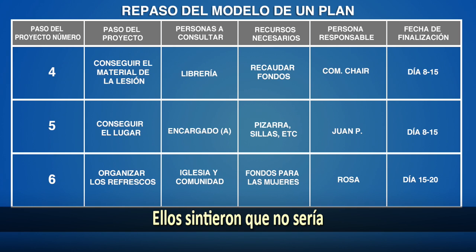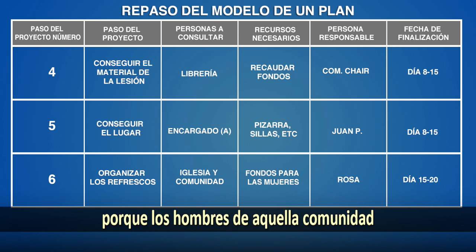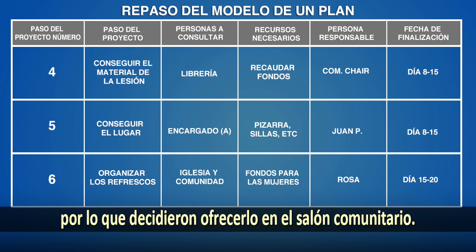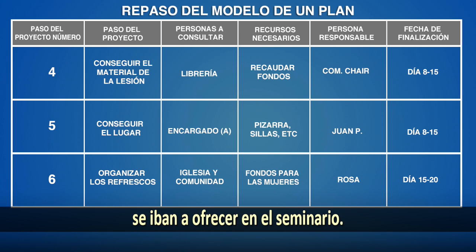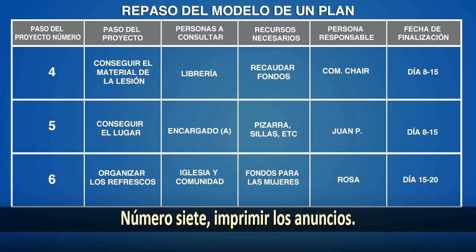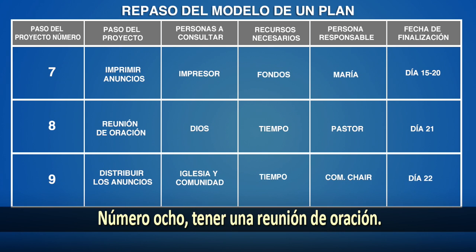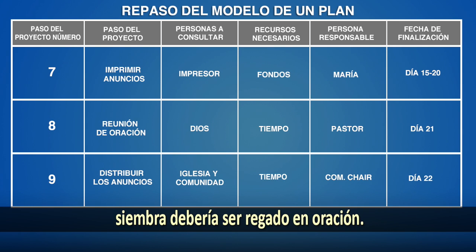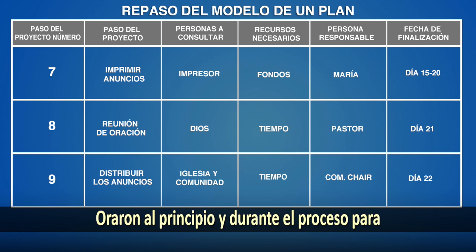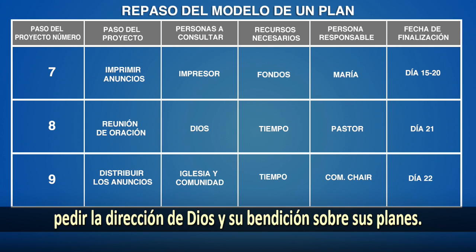They felt it wouldn't be good to do it in the church because men in that particular community didn't come to church. So they held it in a community hall. Number 6, to arrange for refreshments for the seminar. Number 7, print announcements. Number 8, have a prayer meeting. Remember, we said seed projects should be bathed in prayer. So they prayed in the beginning. Now in the process, they're praying again, asking God for His leadership and His blessing upon their plans.